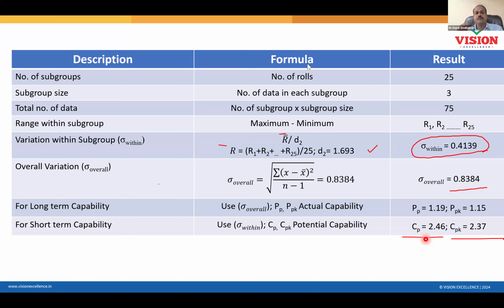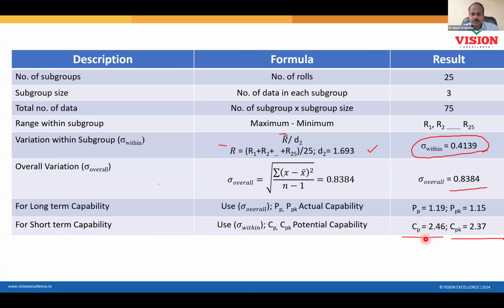If an action taken report is available for special causes, you can believe their data. But to the extent possible, please collect the data, or otherwise you must refer to the control chart, and the control chart should be stable. At the same time, if there are any special causes, an action taken report should be available. If all of these things are there, then you can trust the Cp, Cpk as well as the Pp, Ppk. Clear, all of you?